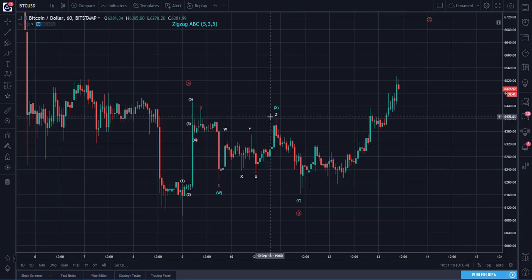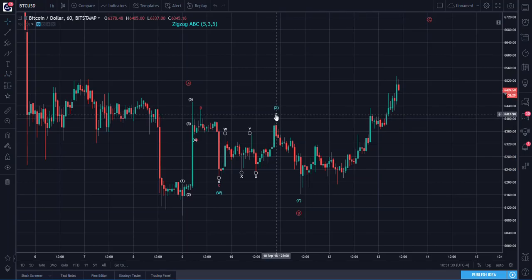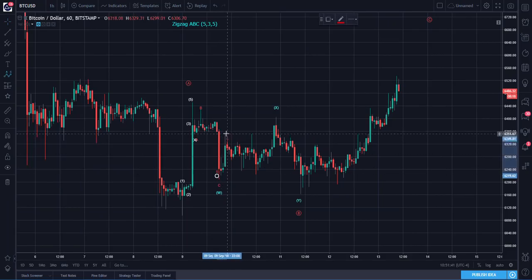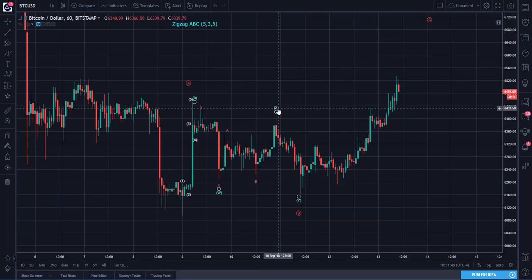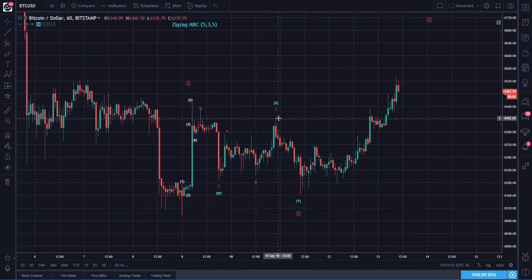But I think this Z is a 5. I think it's a 5 because it is 1, 2, 3, 4, and a 5. And because of that, my preference will not be a WXYXZ triple combination, but it'll still maintain as an ABC, A, B, C for B, and a C, and that C wave will have those nice 5 subwaves, 1, 2, 3, 4, and 5.